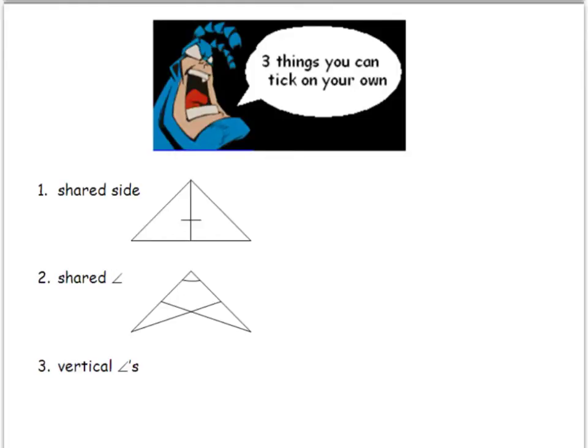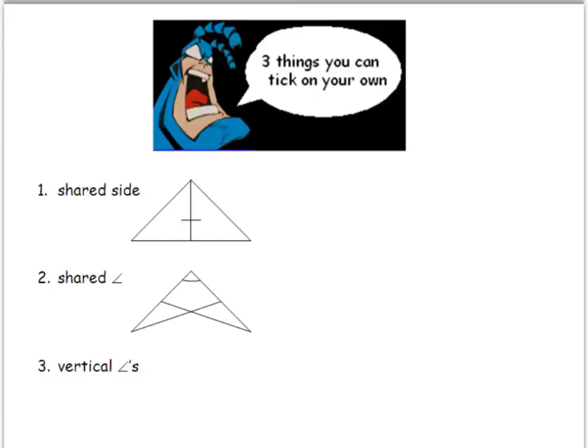The first thing that you can tick on your own is, if you are working with 2 triangles and they share a side, of course that side is going to be congruent between the 2 triangles. So you are allowed to tick that off and use that as one of your pairs of congruent sides.